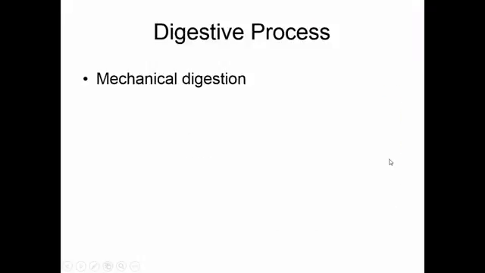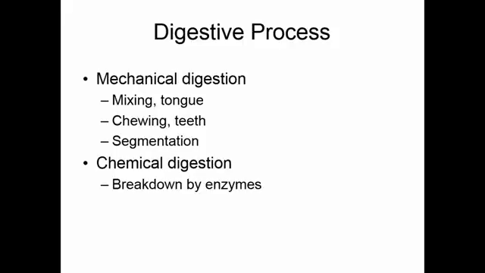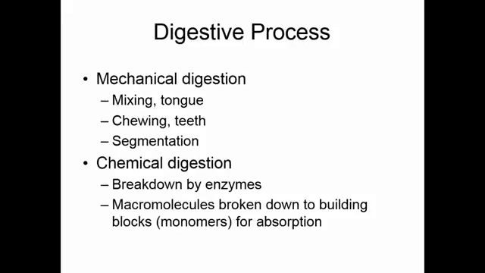Mechanical digestion is the mechanical breakdown of the food we take in. This is the mixing that we do with the tongue, the chewing we do with the teeth, and then the segmentation that occurs along the digestive system. Chemical digestion is breaking down the large molecules using enzymes. The macromolecules, proteins, carbohydrates, lipids, are broken down to their building blocks or their monomers, glucose, amino acids, and fatty acids. These are the only molecules that can be absorbed.